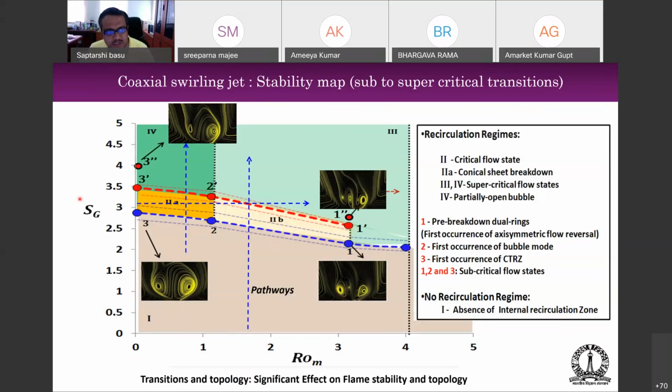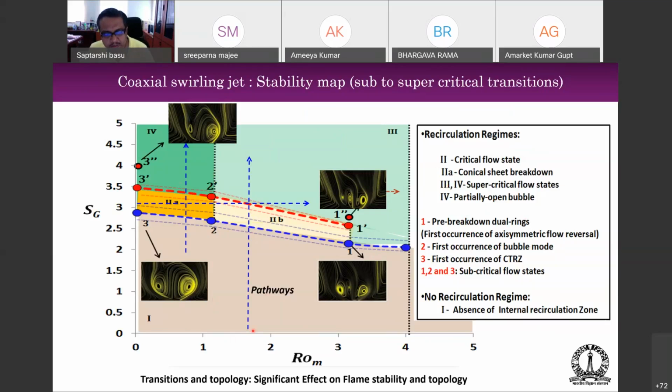In terms of swirl number and Rossby number space, we have designated the different regimes. For example, regime 1 is a pre-breakdown dual rings. Then regime 2 is the first occurrence of the bubble mode. So these are different instances. And these are fictitious lines, which basically designate the pathways.